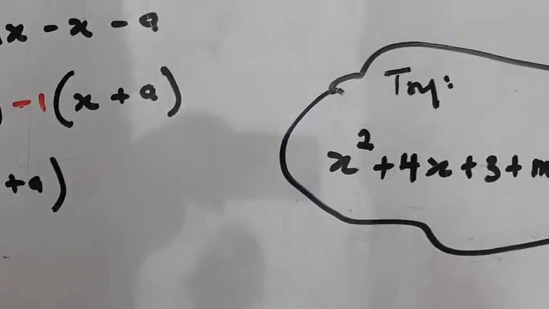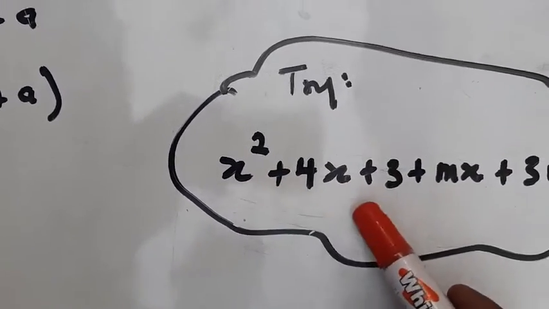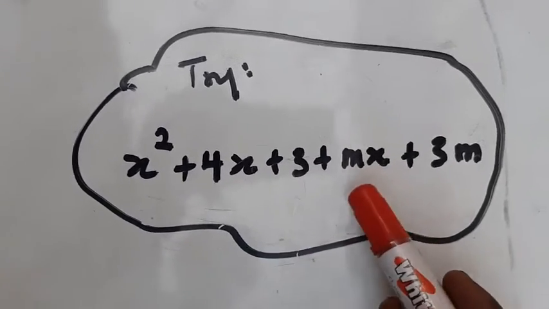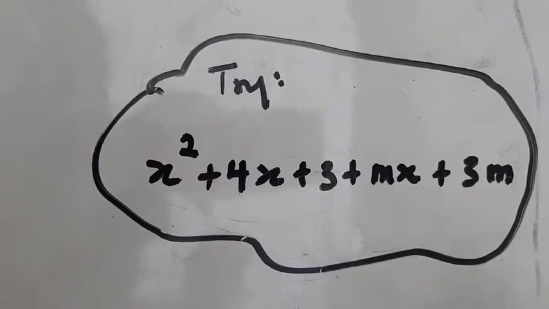Before you get there, look at this question. It says x squared plus 4x plus 3 plus mx plus 3m. They say you should factorize. So, okay, that is the question. You should factorize. What do you do?